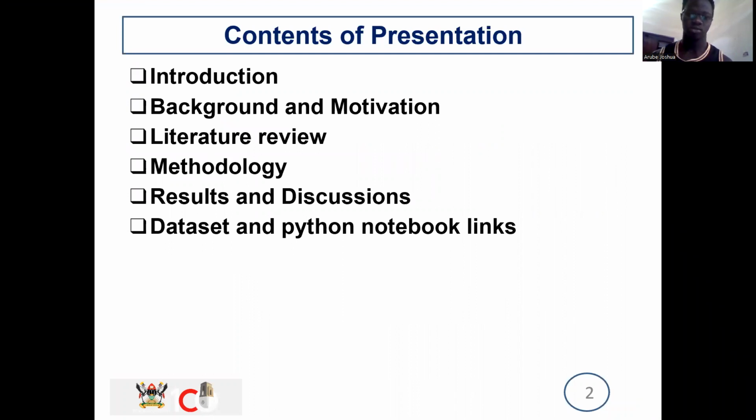Basically, the contents will be the introduction, the background, and the literature review, basically what we have learned and what we have done in that section for predicting stock market prices. Then the methodology we have used, our results and discussions. Then I'll also include a link to my dataset and Python notebook.